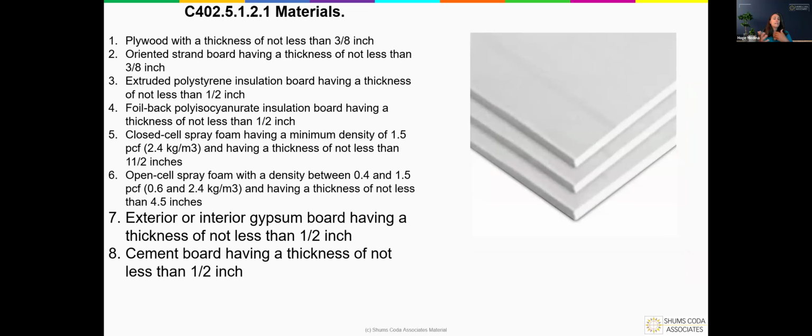Now, exterior or interior gyp board or cement board, as long as it's at least a 1/2 inch thick, can be considered as a material. So that's why I said earlier that when the testing could be performed, they probably will have the drywall up, because it might be part of their air barrier strategy.